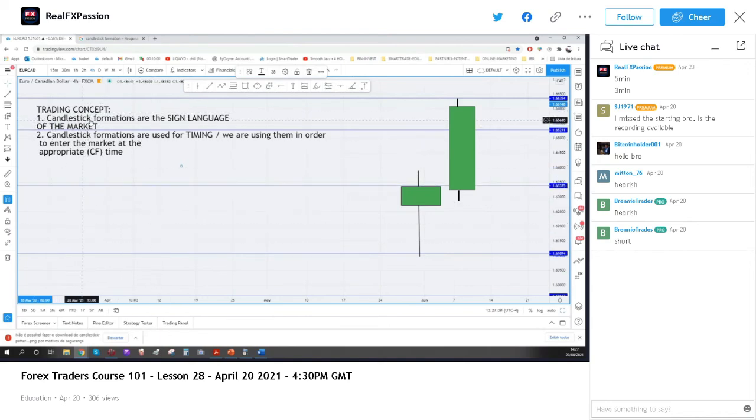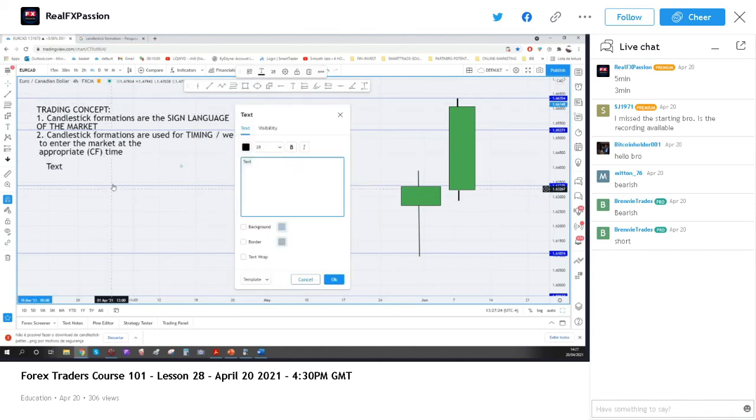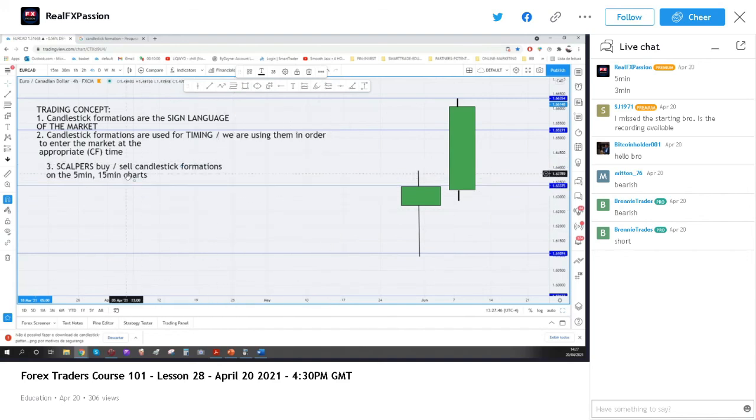Trading concept: candlestick formations are the sign language of the market. Candlestick formations are used for timing. We use them in order to enter the market at the appropriate candlestick formation time. Number three, scalpers buy and sell candlestick formations on the 5-minute, 15-minute charts. Well, sometimes 30 minutes, not that common, but scalpers buy and sell candlestick formations.